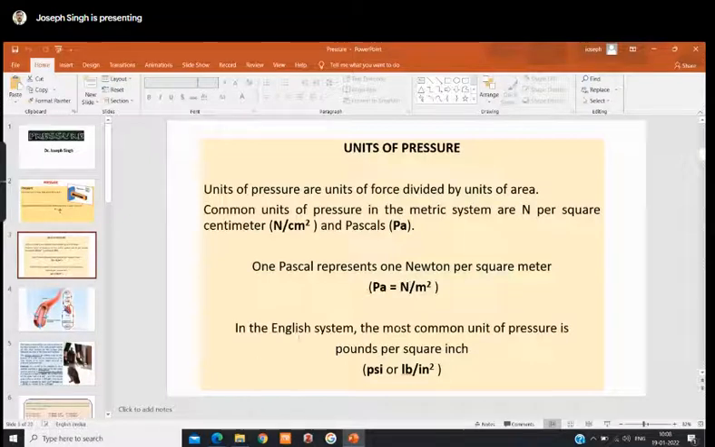In the English system, the common unit of pressure is pound per square inch. Somewhere pound is also written. So there are all three, centimeter, meter and inch, and sometimes it is written in pound. So it depends on how you are going to measure.